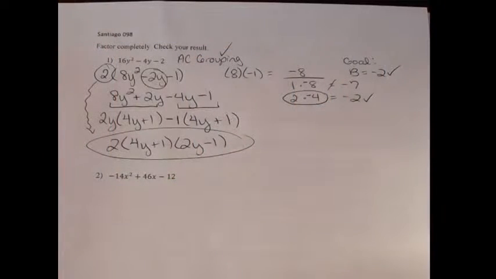What I would actually like you all to do is I want you to do number 2 and number 3 on your own. Let me show those to you right now. That way you have them. If you don't have the notes, you can just go ahead and write down the problems. And we're going to take a look at those on Thursday when we come back. There's no class tomorrow. So let me show you problems 2 and 3. Number 2 is negative 14x squared plus 46x minus 12. And then number 3 is 6p squared plus p minus 5.